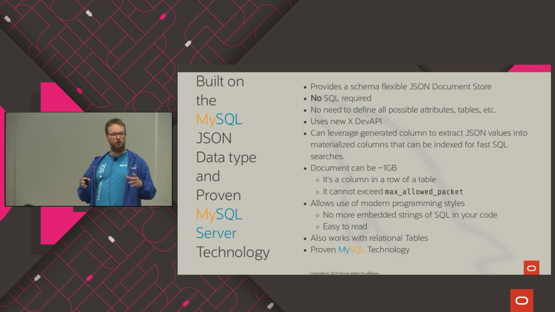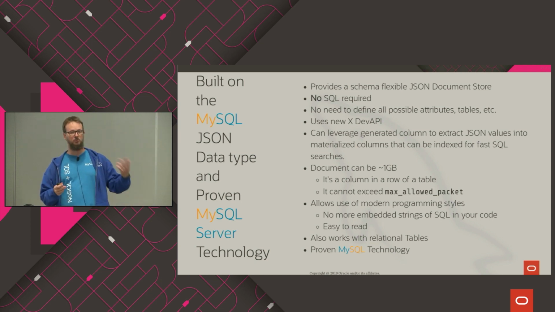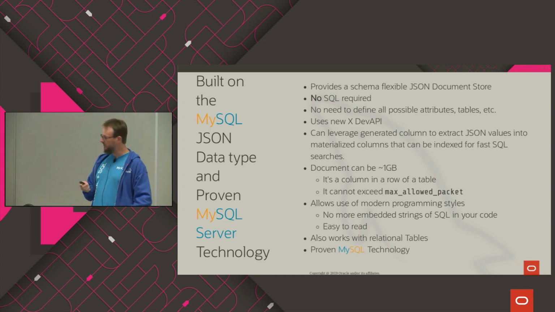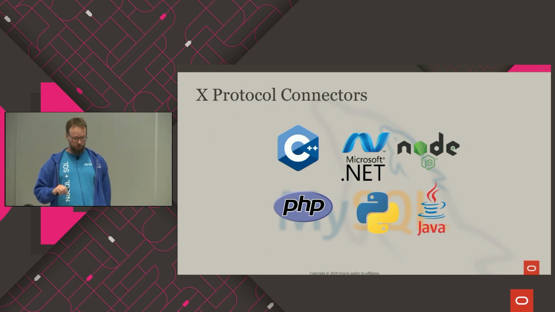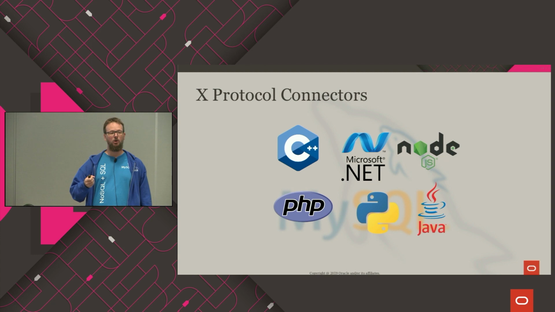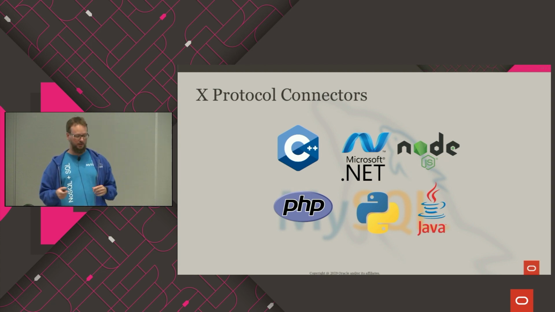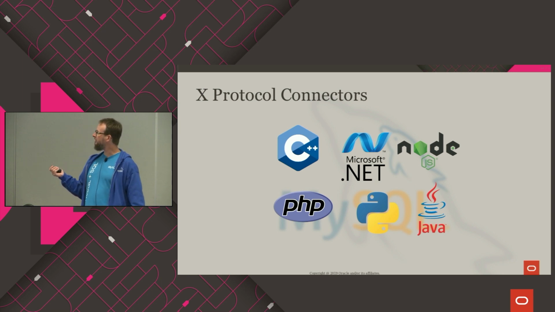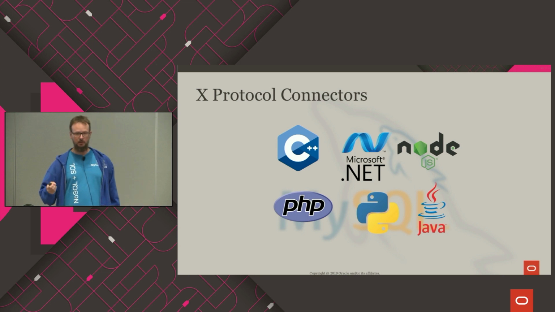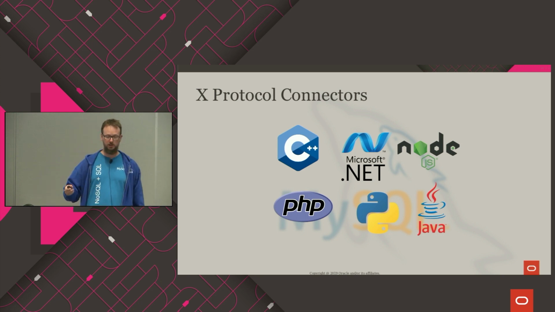Also, the Document Store can work with relational tables. So not only with documents, but also with relational tables. And like I said, it's all based on the proven MySQL technology that we all rely on, right? As I said, we use the X protocol, and you need to have the connectors for your application to connect using the X protocol. We have connectors for C++, .NET, Node.js, PHP, Python, and Java. These are the ones that are supported by the MySQL engineers, right?